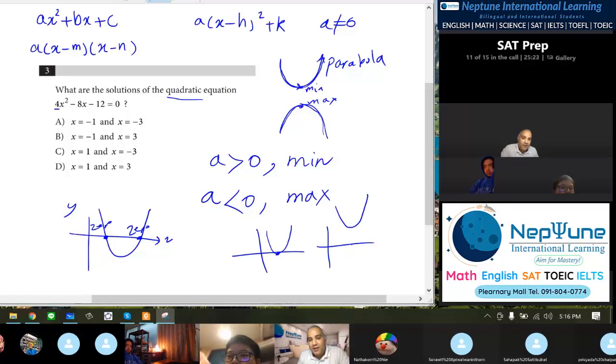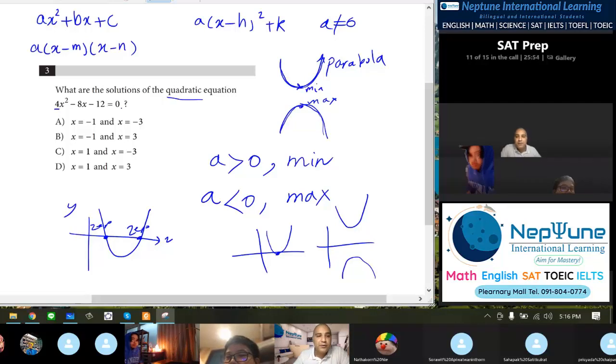It never touches the x-axis. There is no zero, and you will get a complex answer. So it's possible you get one double zero, or two distinct solutions, or no real zeros. Here they want us to find the two solutions for this quadratic. That means for which values you get 0. That's why it's equal to 0.